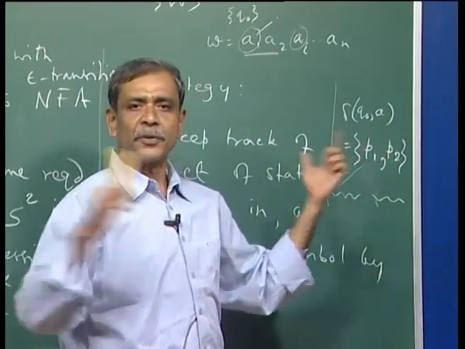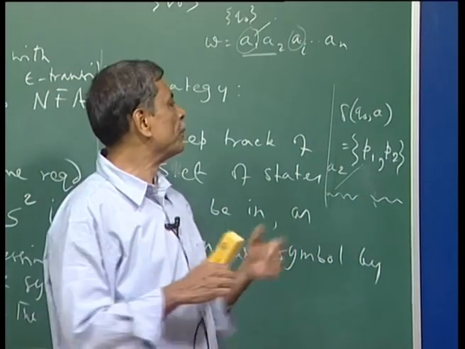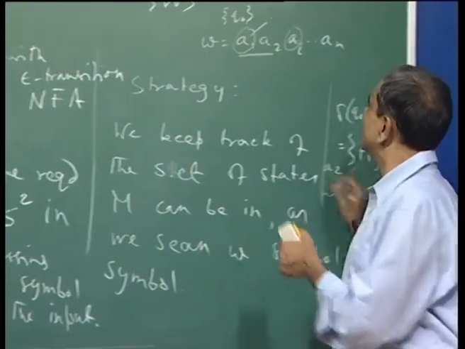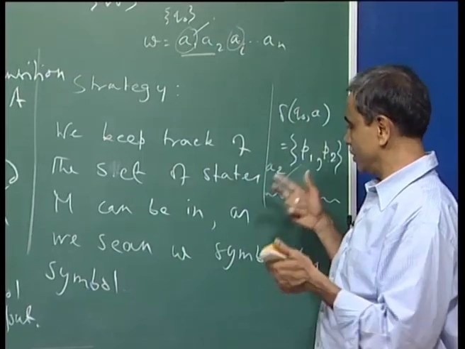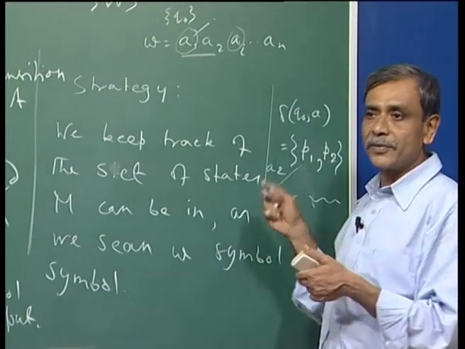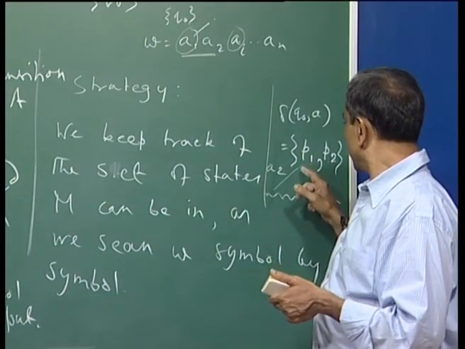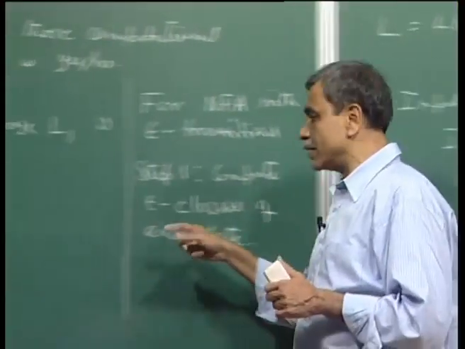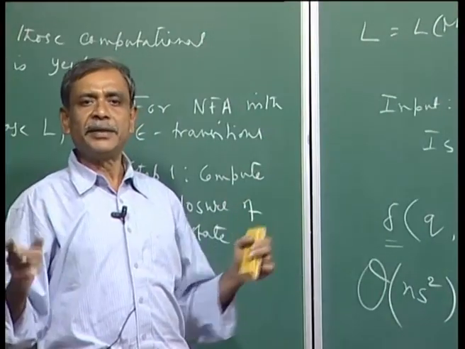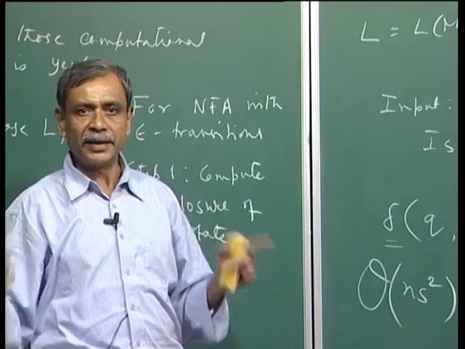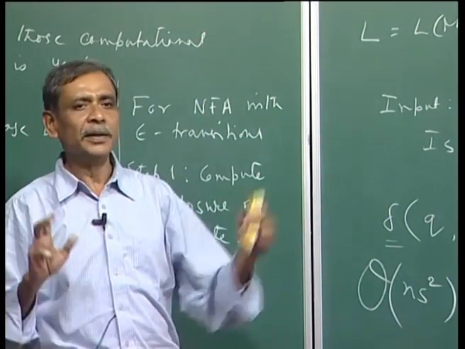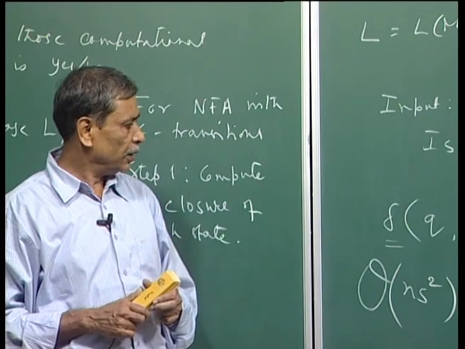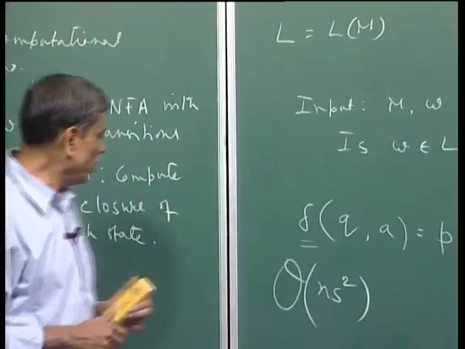At any given time, after processing a number of symbols in the input, I have a set of states the machine can be in. Then for the next symbol, we take the union of the sets of states where the machine can be for each one of these, and then, because it is an NFA with epsilon transitions, I take the epsilon closure of that set of states, and that is the set of states the machine can be in after scanning the next symbol, and this way we go on. So, what is the time involved?